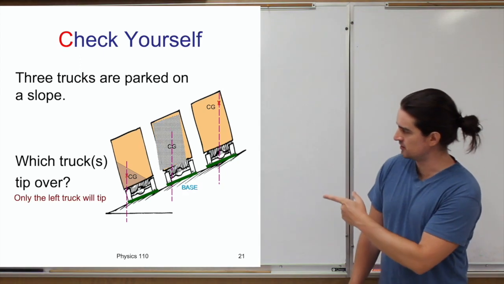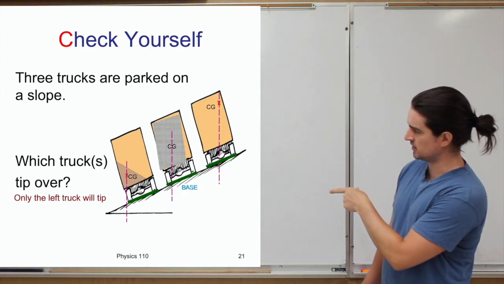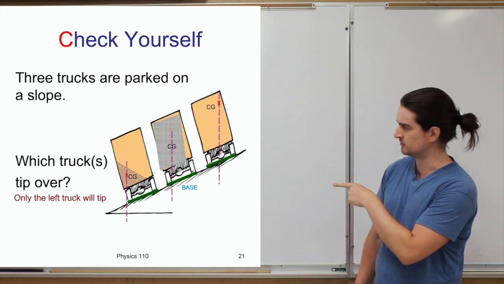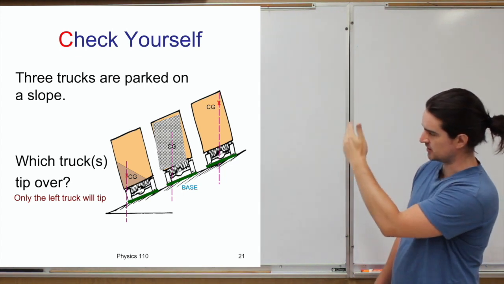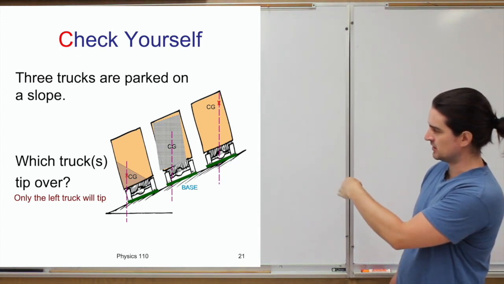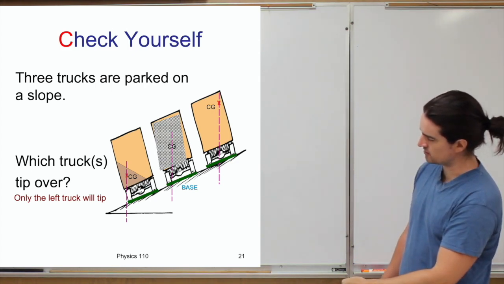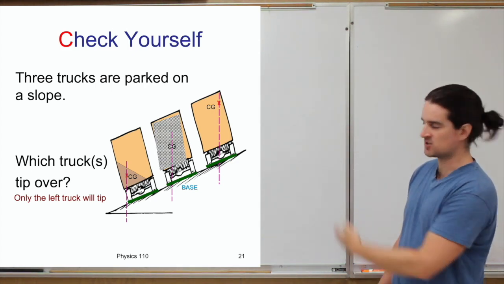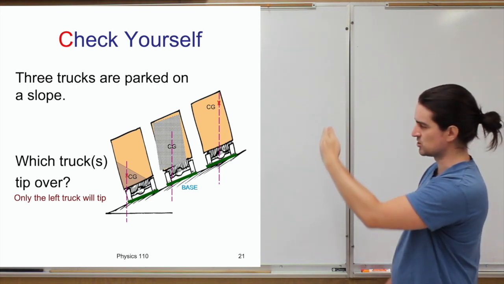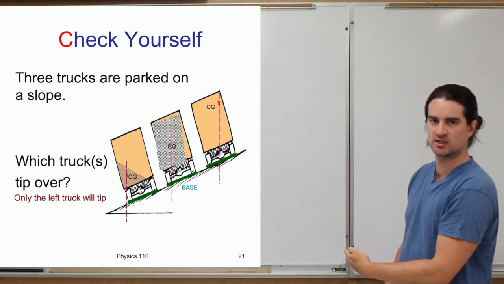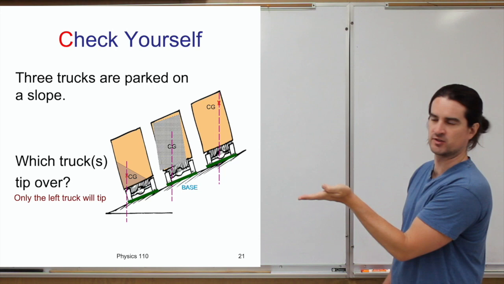Well, hopefully you said only the truck on the far left would tip over. If we draw a line from the center of mass of the truck straight down, that line doesn't go through the base. That means the center of mass of the truck is not over the base of the truck. It's unstable, it wants to tip over.